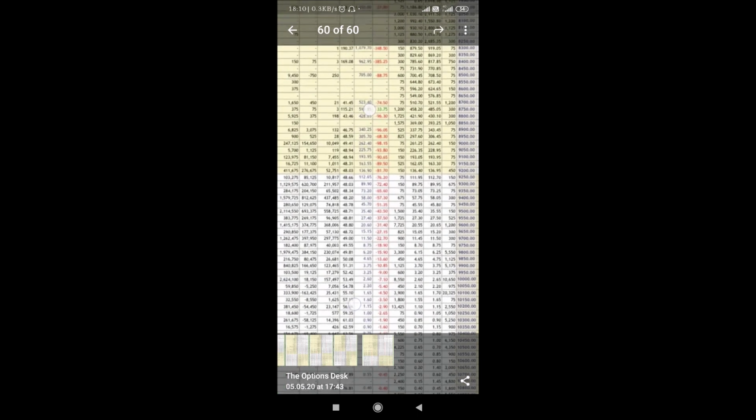Now we can see the 9500 strike price call writing has been reduced, which means the call writers who were in this option chain think that the market can go down, so they have reduced the call writing.